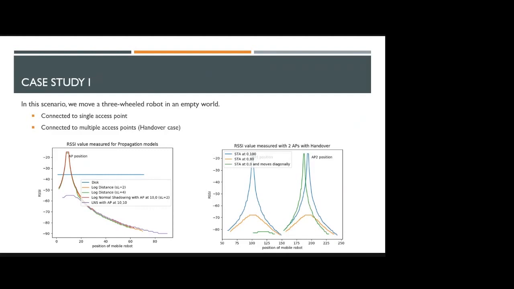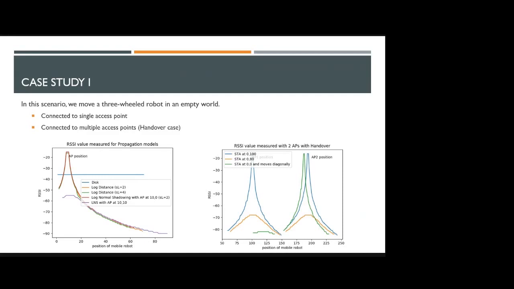To understand different case studies, in this first case study, what we try to simulate is we move a three-wheel robot in an empty world. In the first case, the figure on the left shows that the particular robot is connected to a single access point, and the RSSI values are measured for various propagation models. In the second case, we repeated the same experiment connected to multiple access points to demonstrate a handover use case.